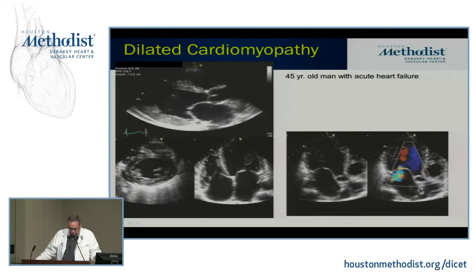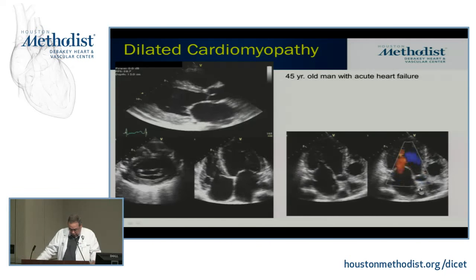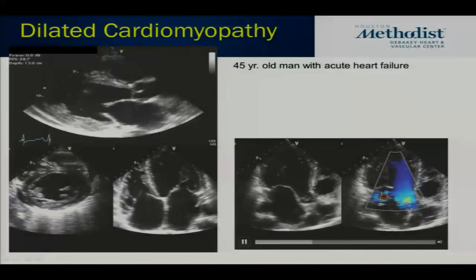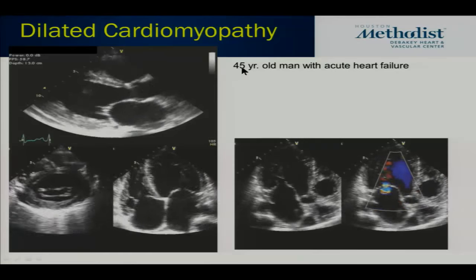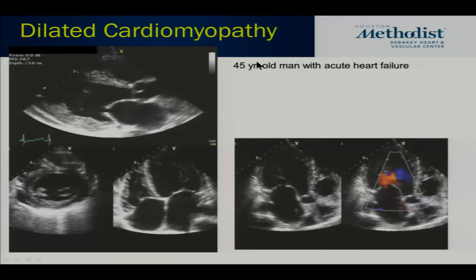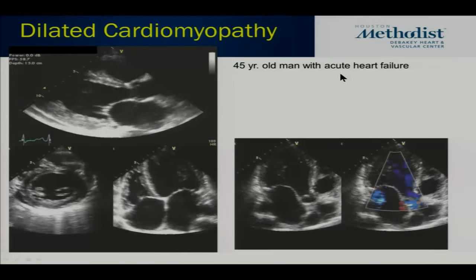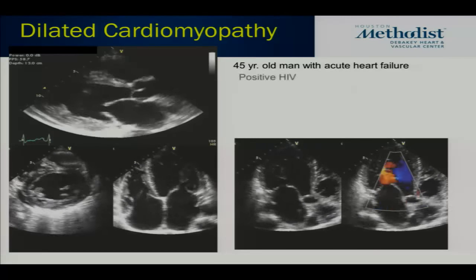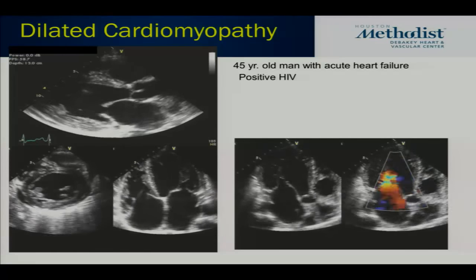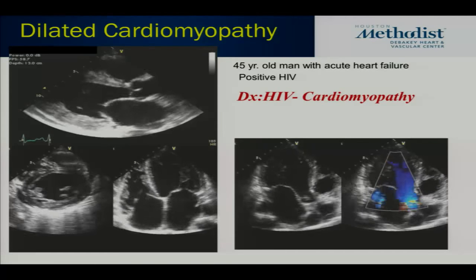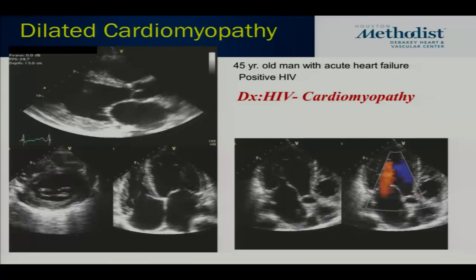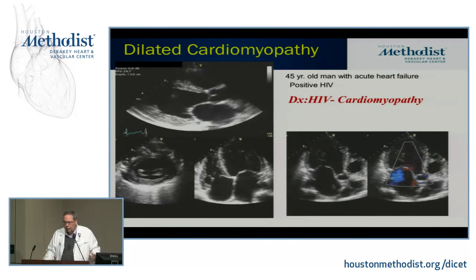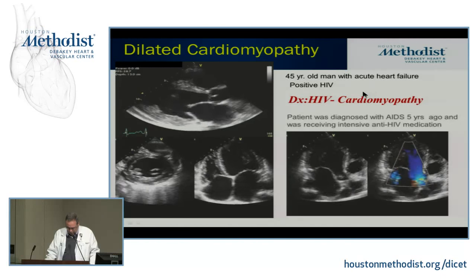Another big, bad-looking heart. What is it? It has biatrial enlargement, it's a big, bad heart, with a little bit of functional MR, in a 45-year-old with acute heart failure. That wouldn't tell us anything about etiology. It could be many of the things that we showed in the previous slide, until you find out that he is HIV positive. And in fact, he has HIV or AIDS cardiomyopathy. So it's frequently putting the history together with just a bad-looking heart.